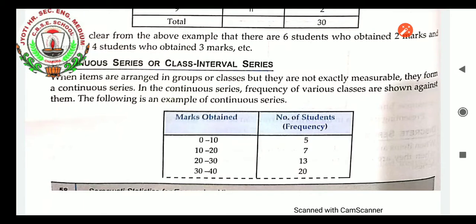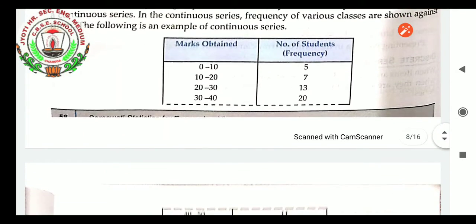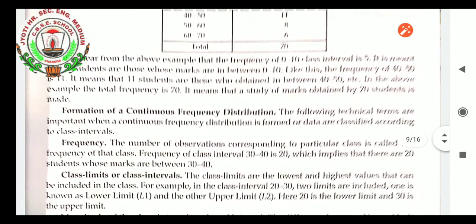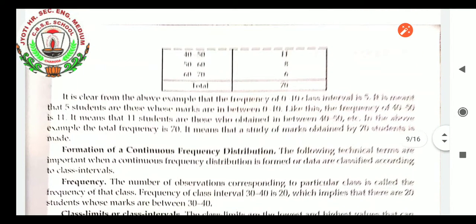Here it is not exact, 0 to 10. A range is there. 0 to 10 marks means it can be 5, it can be 6 marks also. How many students got between 0 to 10? That is 5 students. How many students got between 10 to 20? There are 7 students who got marks between 10 to 20. This way the marks arranged are known as class intervals. It is clear from the above example that the frequency of the 0 to 10 class interval is 5, and so on for the other classes.